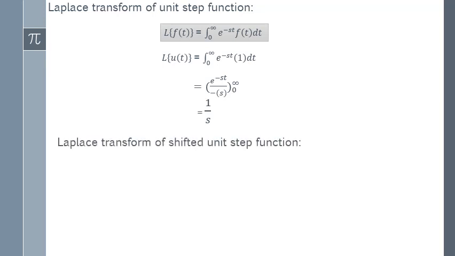Also, we find the Laplace transform of the shifted unit step function. Again, by using the Laplace transform definition and the shifted unit step function definition, we have L of u of t minus a is nothing but the integral from a to infinity of e power minus st times 1 dt. Integrating this, we get the answer as e power minus as by s.